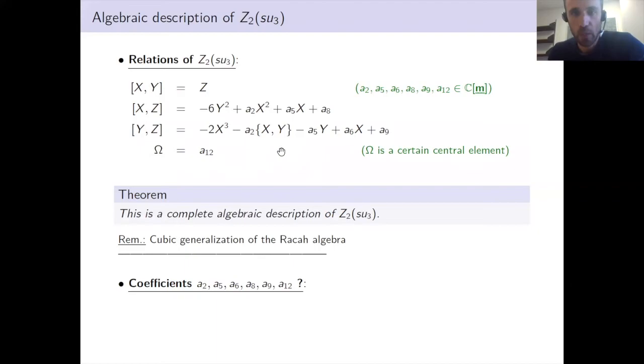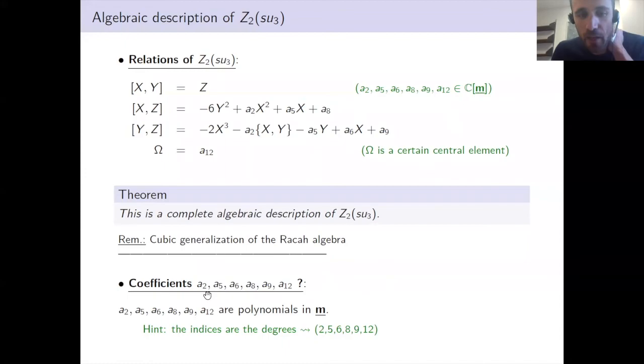So to do this, we have to look at these coefficients. I won't give you the explicit formula, they are not so nice, but I'm going to tell you something incredible about these coefficients. We were extremely surprised by this result. Remember, they are polynomials in these variables M. And this funny indexing that I used, 2, 5, 6, is just giving you the degrees. So A2 is a polynomial of degree 2 in 6 variables, A5 is a polynomial of degree 5, and so on.